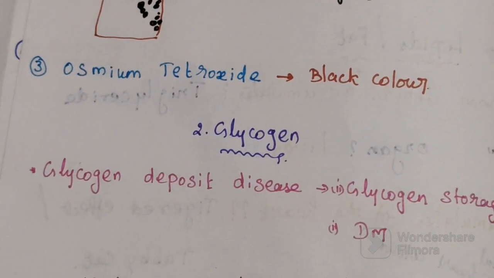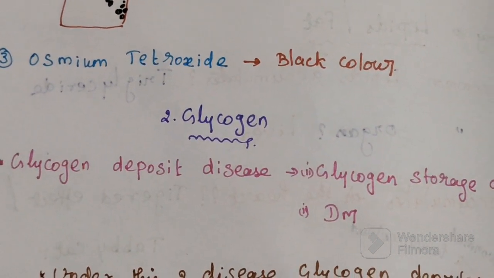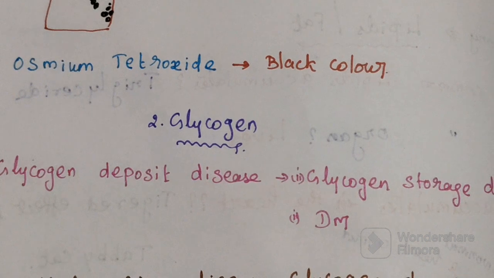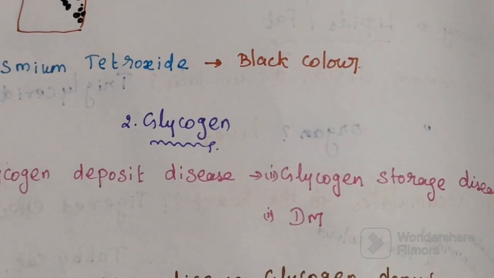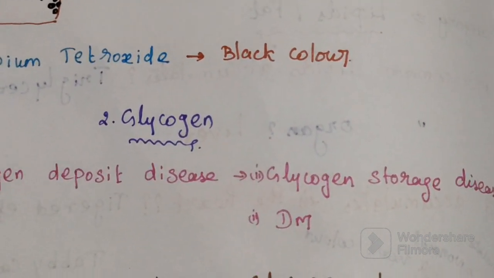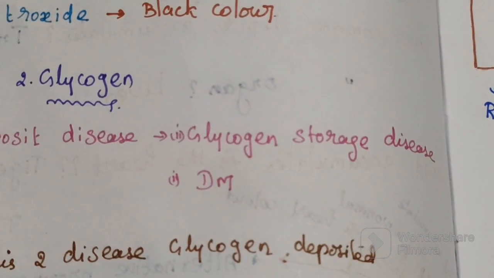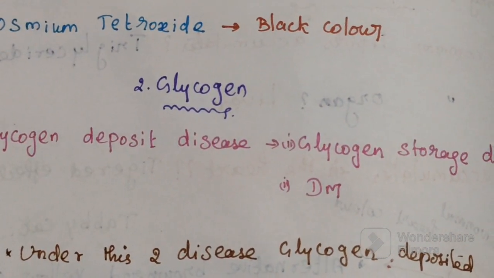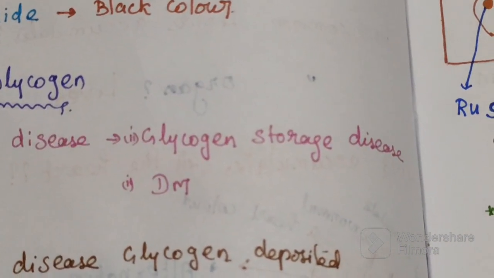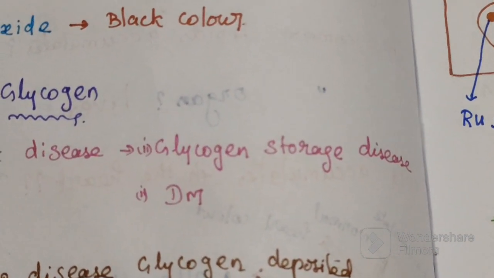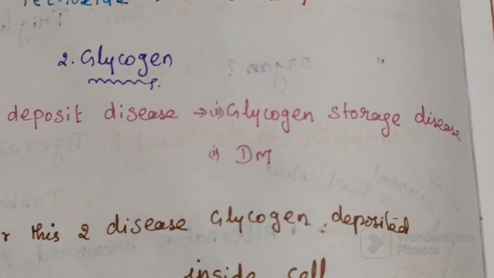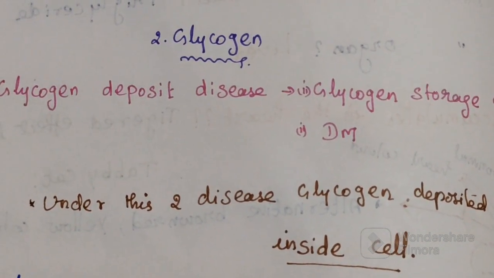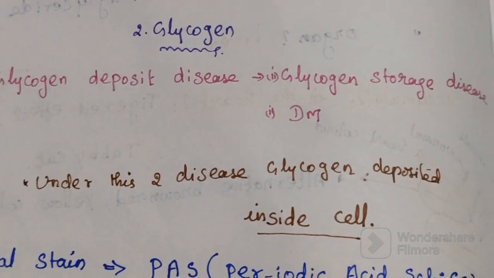After lipid, the second one is glycogen. In which diseases does glycogen deposit? Glycogen storage disease. The second one is diabetes mellitus. So the glycogen deposition diseases: first one is glycogen storage disease, second one is diabetes mellitus. In these two diseases, glycogen is deposited inside the cell.